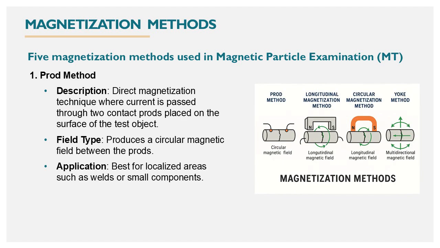Based on the details from ASME Section 5 and referenced in API 577, here are the 5 magnetization methods used in magnetic particle examination, or MT. Here we go through them in depth. Method number 1 is the prod method.